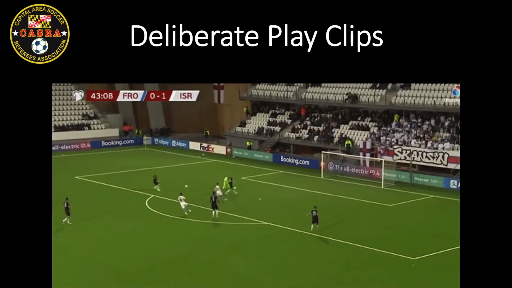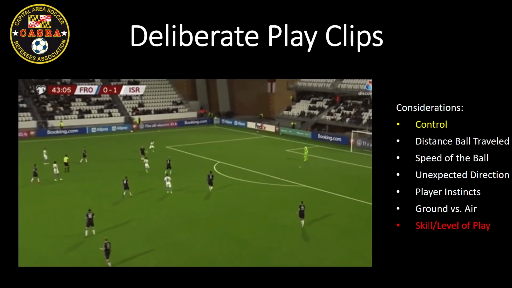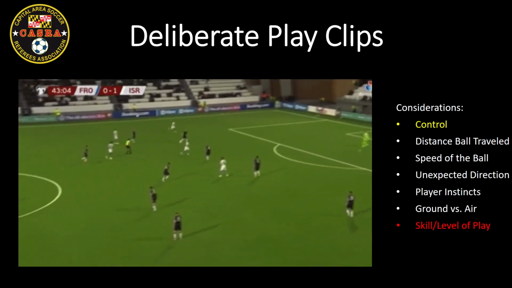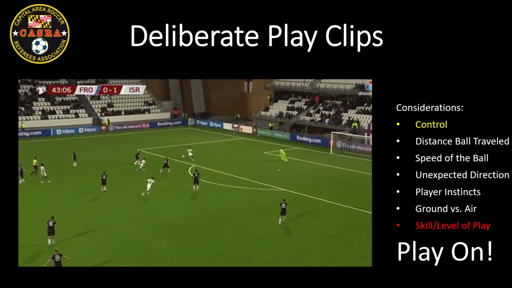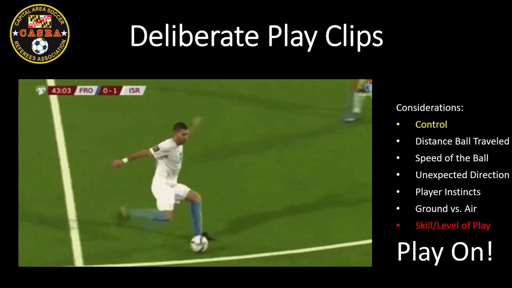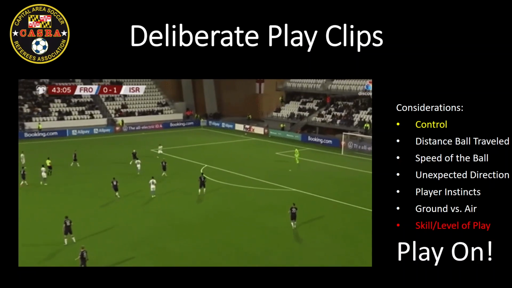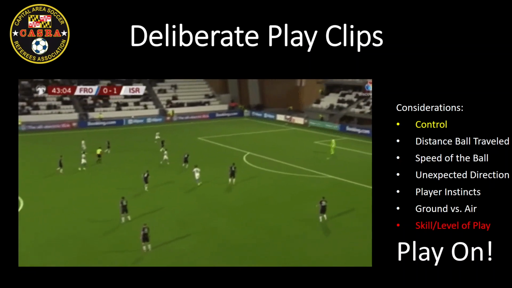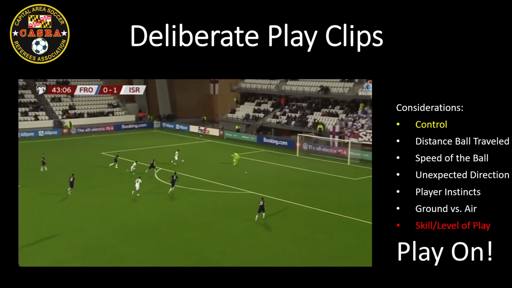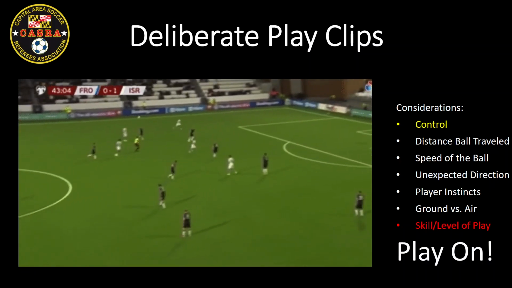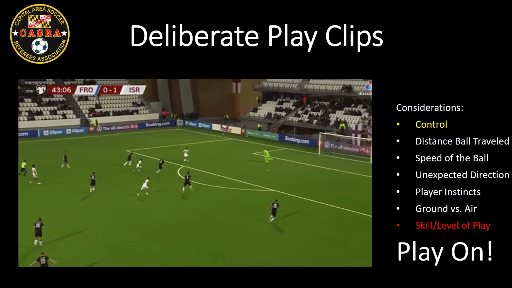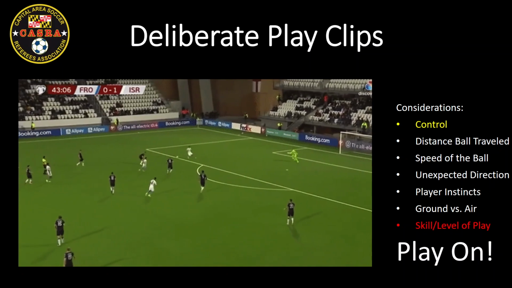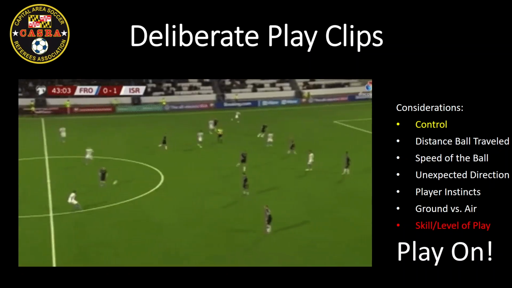All right, for this deliberate play clip, the player in white sends a long ball to another player in white in an offside position. Because of how far the ball travels, the defender has time. The ball is moving slow. The ball travels in an expected direction. It travels right to him. This is not a player instinct. The ball is in the air, so it's slightly harder than the ground. This is not offside. This is a deliberate play on the ball.